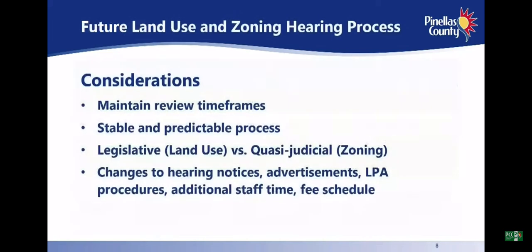All right. So looking at changing options and alternatives for land use and zoning hearing process considerations, things we want to consider is we want to maintain the review timeframes. We don't really want to extend those timeframes. We want a stable and predictable process. Again, as Jewel mentioned, you've got legislative, land use versus quasi-judicial concerns. And what are the changes? What changes would be the hearing notices, the advertisements, the LPA procedures? We want to keep those the same or change them. Additional staff time, if you have to do additional staff reports, additional presentations, things like that, and potential changes to the fee schedule over time.